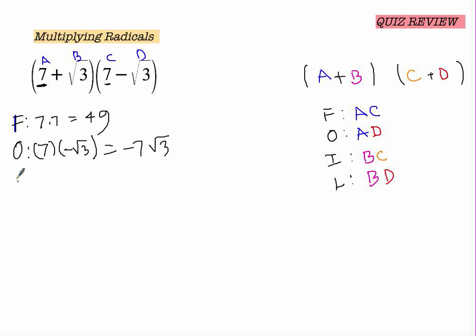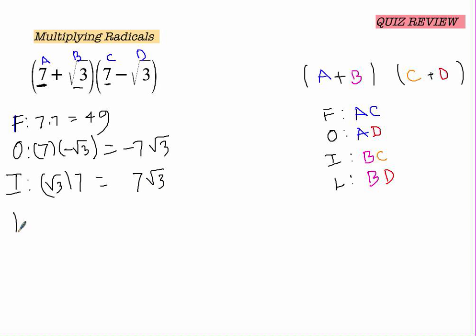Alright, and then we have I, which is the inner terms, which is B and C. B is square root of 3. C is 7. When we multiply, we get 7, that's outside, and then we have square root of 3.